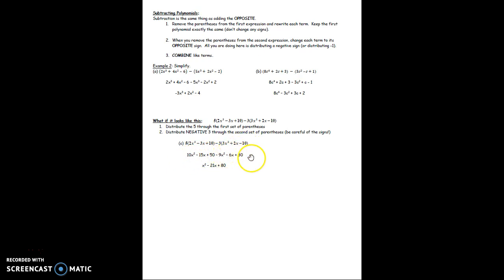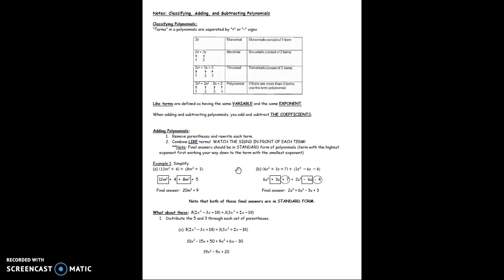And then you're just going to combine like terms exactly like we have been in standard form. So starting with the highest exponent that you have, which in this case is your x squared terms, and then decreasing from there. Again, this is concept number 8, which is classifying, adding, and subtracting polynomials.